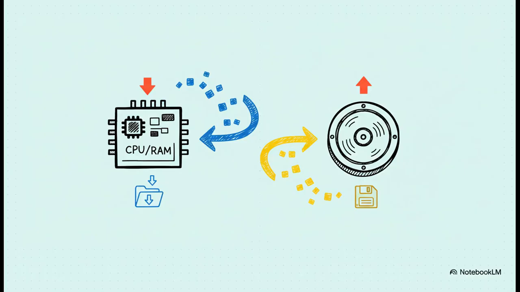And it really just boils down to 2 things. You've got input, which is reading. Think of that as your computer grabbing data from the disk, like when you open an app. Then you have output, which is writing. That's when your system saves data to the disk, like when you save a document. That's it. Benchmarking is just measuring how fast those 2 things can happen.